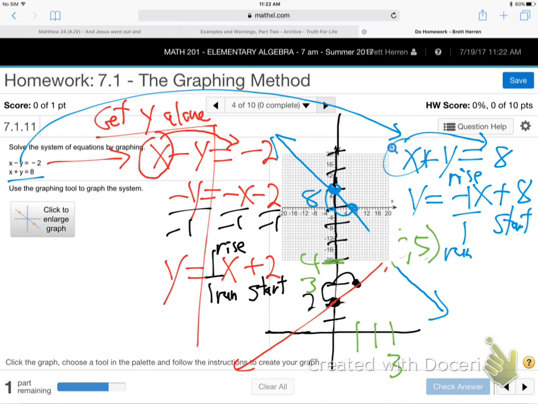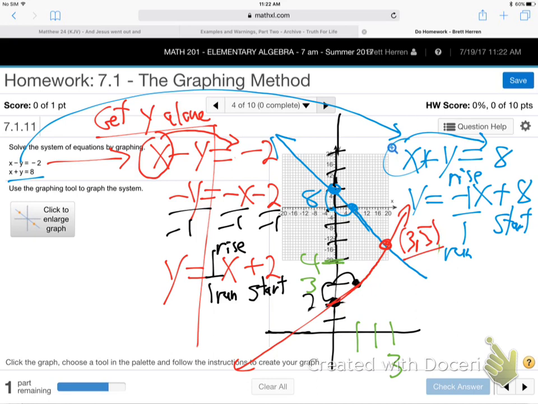Probably the red line was supposed to come a little higher, and the blue line, you know, it's just messed up. This blue line was supposed to be more like that, and the red line was supposed to go, woo, like that. There we go. So it's just off a little bit. So 3, 5. So over 3, up 5.